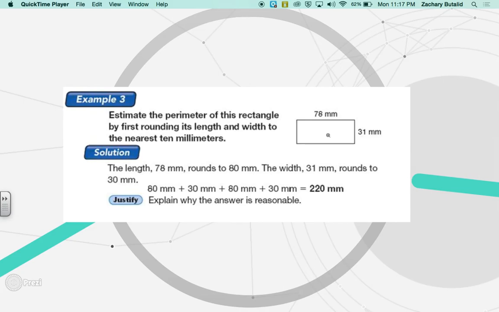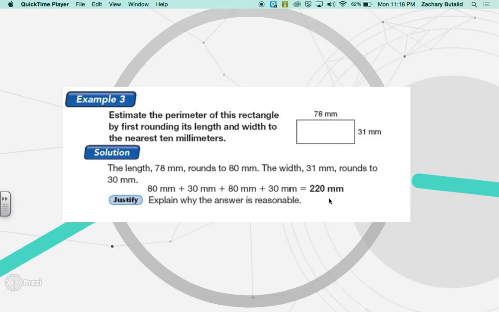So now we need to find the perimeter. If this is 80 and this is 80, we add 80 and 80 together, plus 30 and 30, which happens to be 220 millimeters. Okay, and so that's how you find the perimeter. Remember, the perimeter is the outside portion of any shape. And since we are just estimating, we don't actually have to do too much math. We just add our tens together. All right.